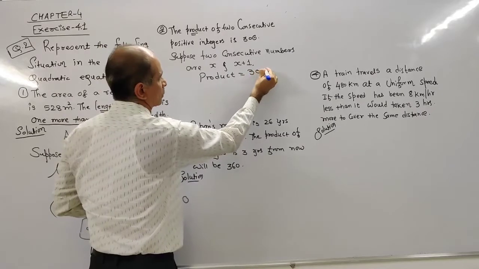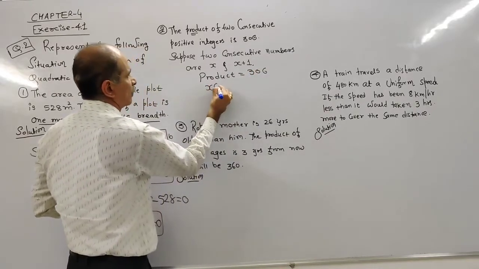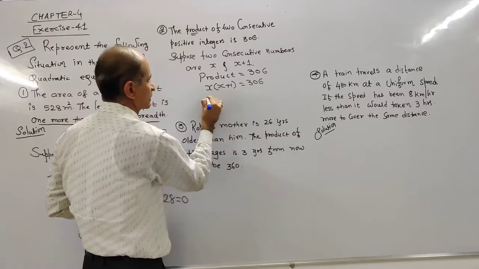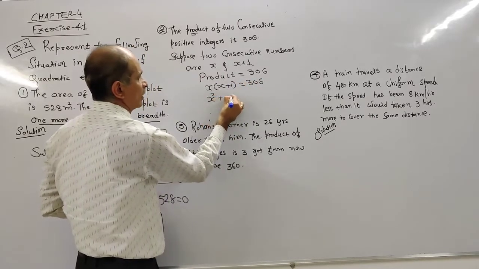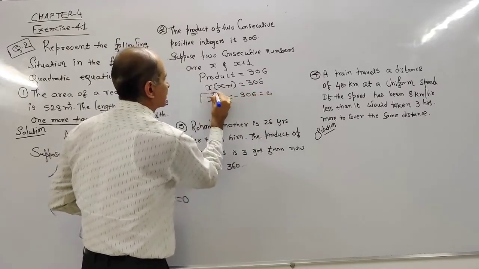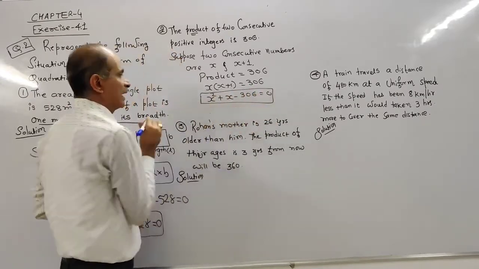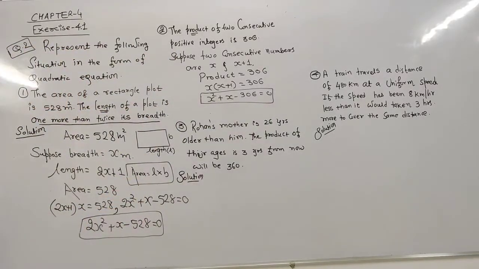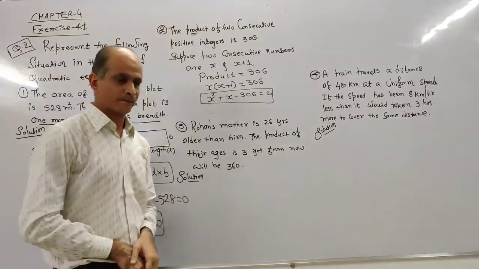Product is equal to 306. Therefore x into x plus 1 is equal to 306. x square plus x minus 306 is equal to 0. So it is in the form of ax square plus bx plus c is equal to 0, and that's why it is known as a quadratic equation.